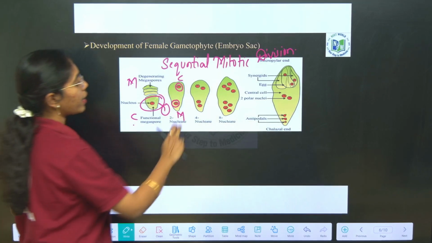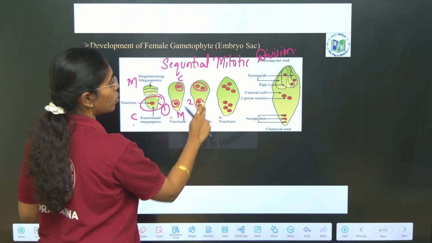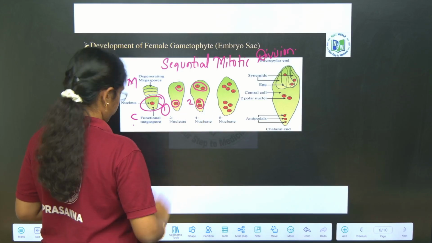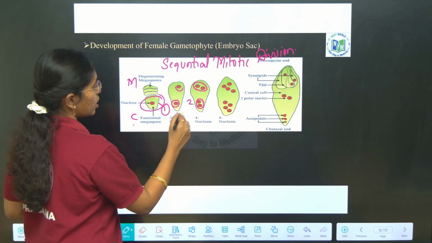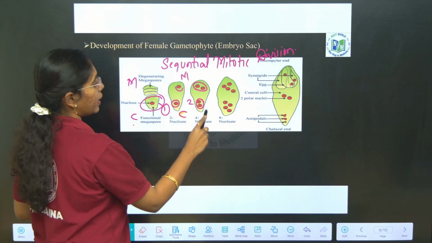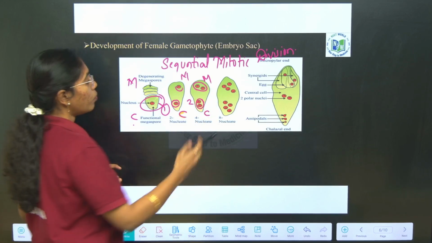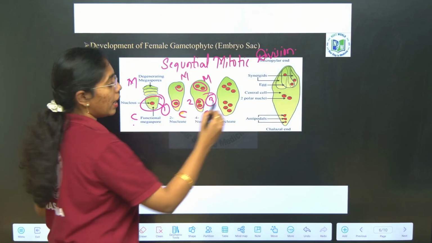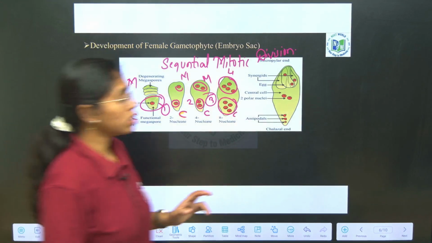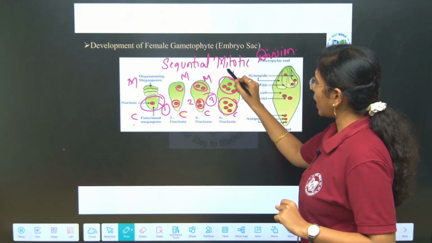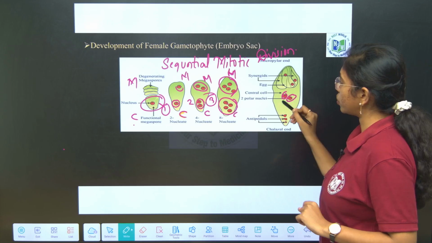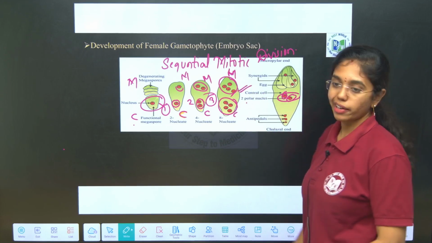In the second mitotic division, again each forms 2 cells, with chalazal end and micropylar end again. In the third mitotic division, it forms 4 cells at the chalazal end and 4 cells at the micropylar end. Now one cell from the micropylar end will come to the center, and one cell from the chalazal end also comes to the center, forming a central cell with polar nuclei.